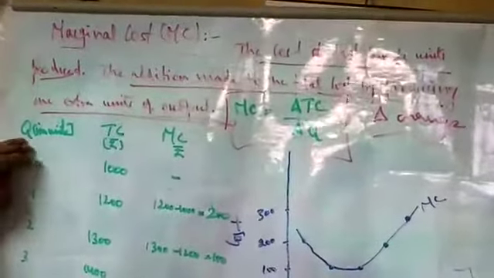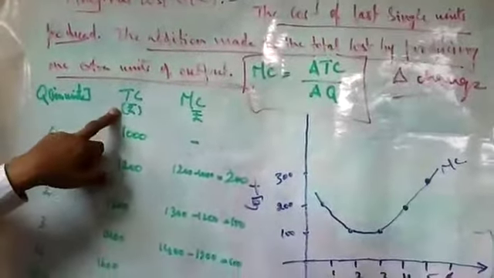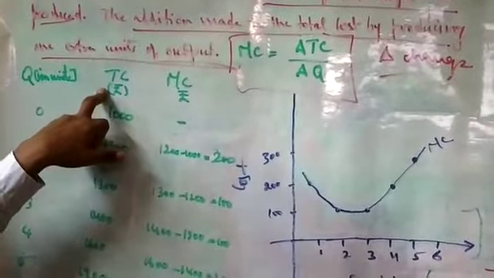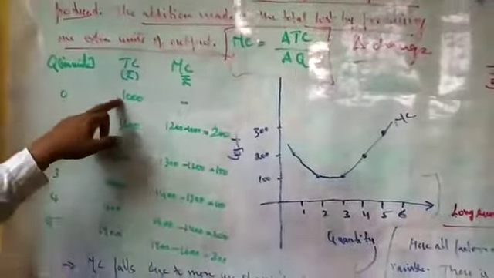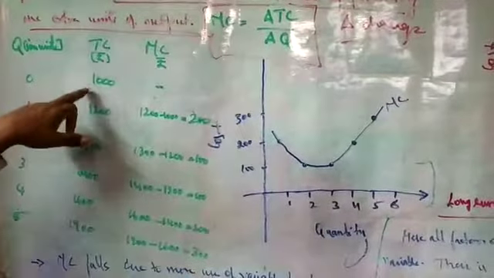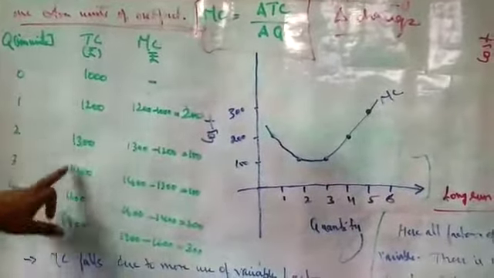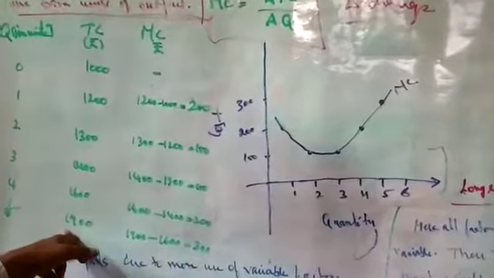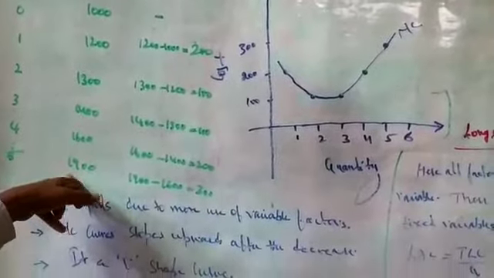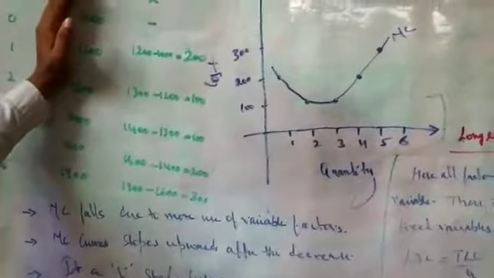How? We'll identify with the help of this figure. We have quantity and we have total cost, as we have seen in the previous class. Total cost, now quantity 0, 1 to 5. In the previous class we identified how the total cost takes place: 1000, 1200, 1300, 1400, 1600 and 1900. Average fixed cost plus average variable cost, when you add it, you will get the total cost.